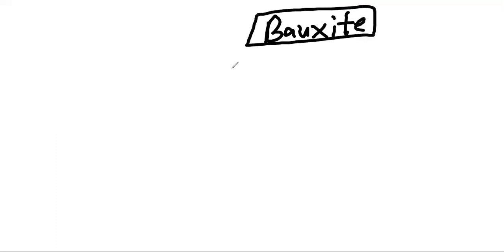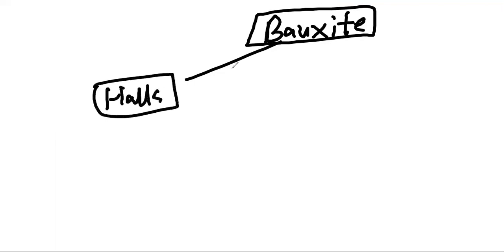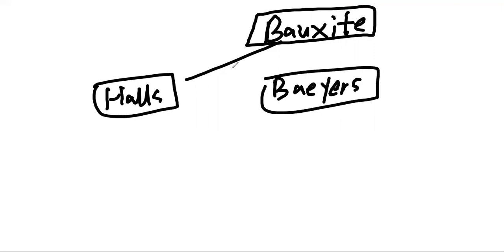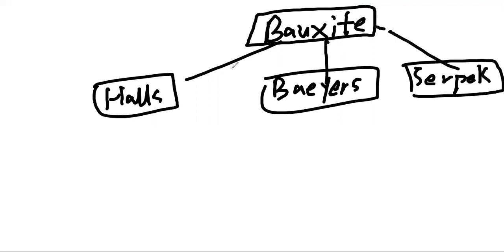Bauxite purification can be done by three methods: Hall's method, Baeyer's method, and Serpek's method. These are the three methods by which bauxite can be purified to get aluminium.